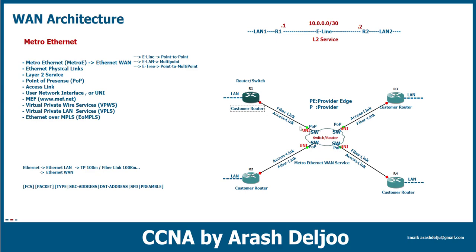Yes, these are Ethernet physical links, and in most cases we are using fiber optic links. And after that, this is a layer 2 service. This means that this is the emulated service that the service provider is providing for us, exactly the same as if we had one big switch between these four routers. I will talk about that, but only for better understanding of the Ethernet WAN.